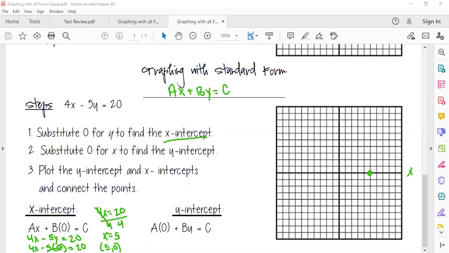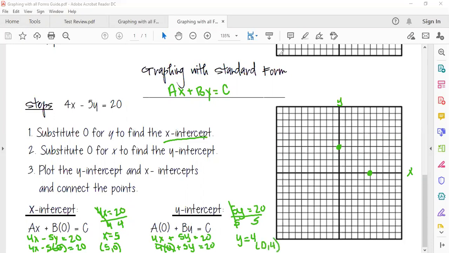Now, step 2 is we're going to substitute 0 in for x to find the y-intercept. Where I cross the y-axis, x is always 0. So I'm going to do 4 times 0 plus 5y equals 20. The 4 is going to cancel, and I have 5y equals 20. I said x-intercept, I meant y. Divide by 5, y equals 4. So my y-intercept is up 1, 2, 3, 4, also known as the point (0, 4).